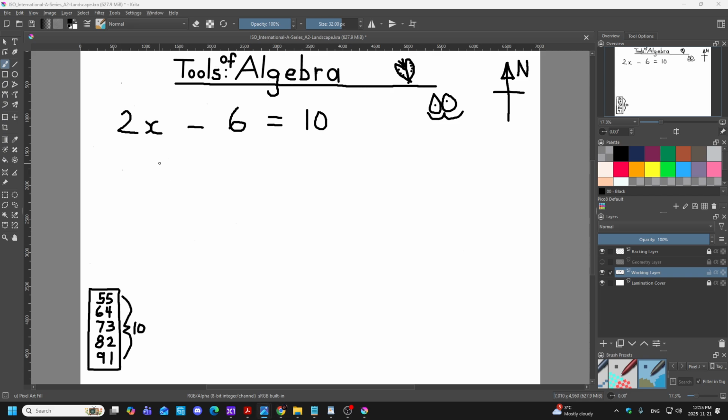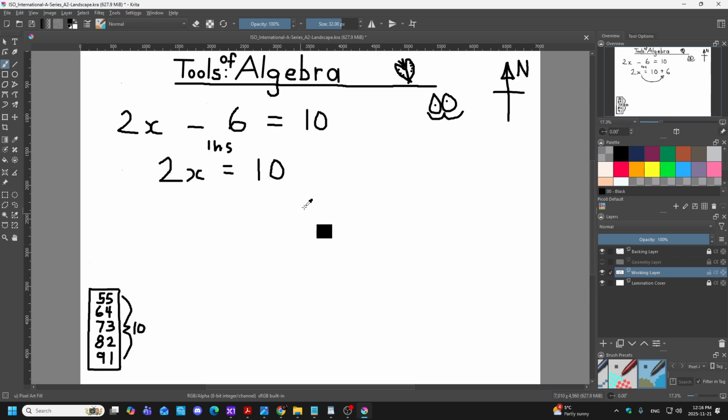So to do this, we go 2x equals 10. And you might be wondering, whoa, what happened to the negative 6? Well, what happens to the negative 6 is when you're on the left-hand side of the equal sign, in this case, 6 is a negative. When we move it from the left-hand side to the right-hand side, it changes its sign. The sign now becomes positive. There we go. We now have 2x equals 10 plus 6.